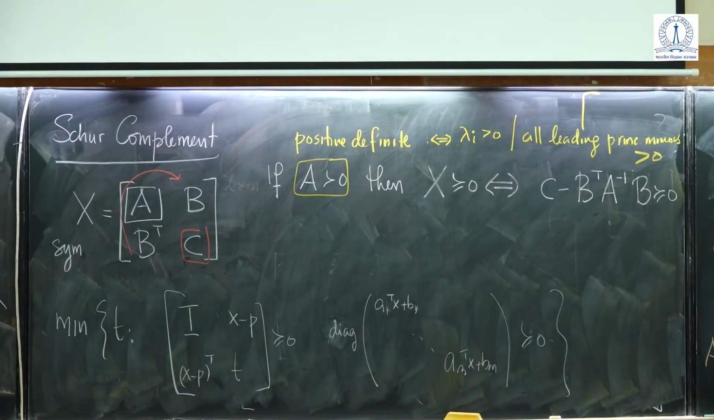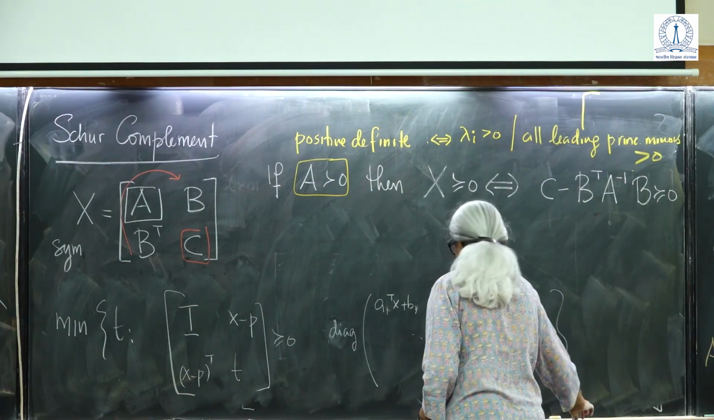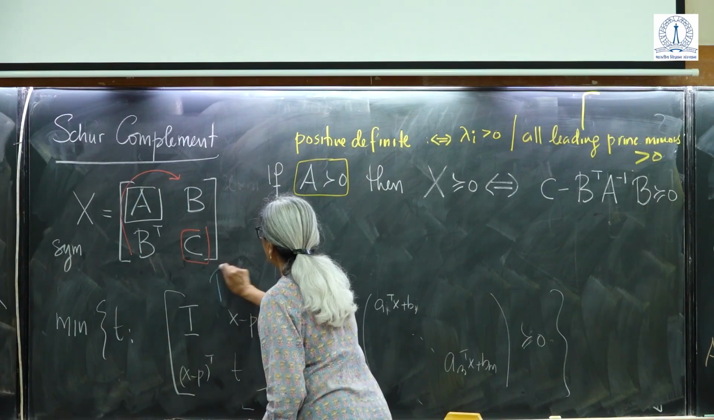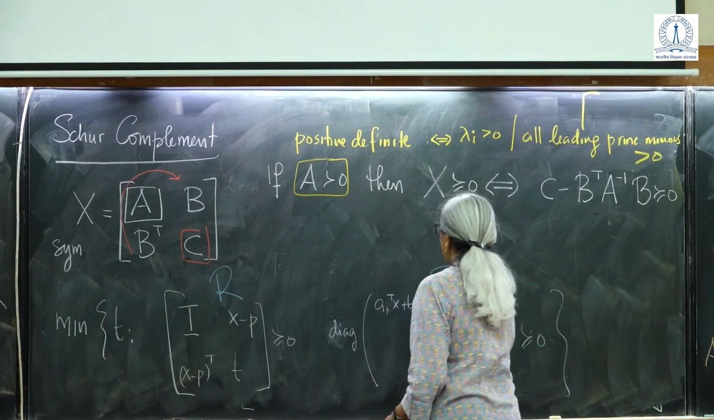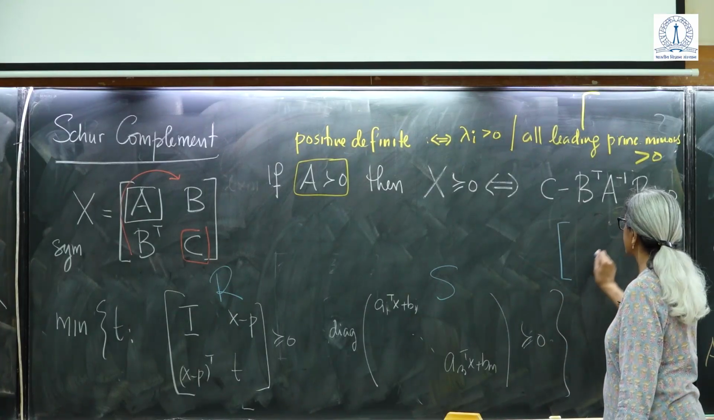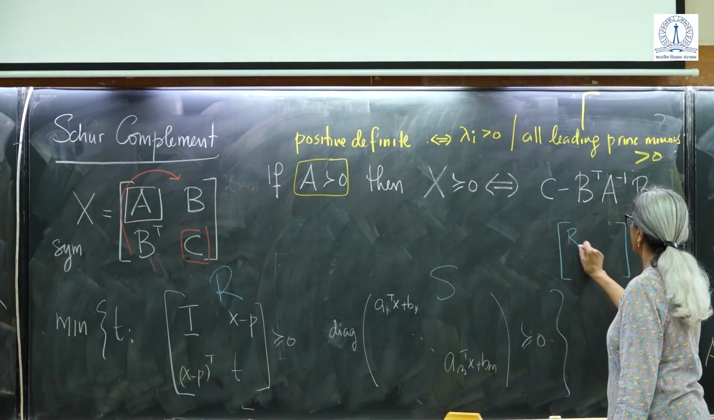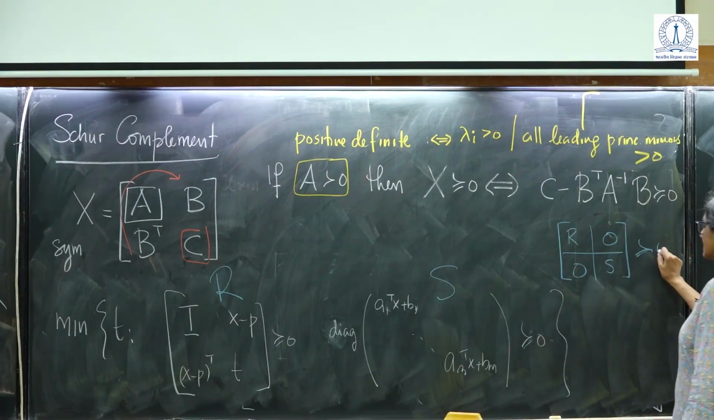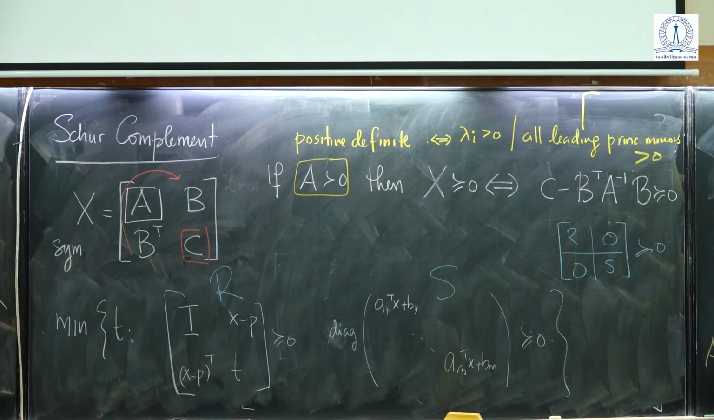How do we combine them into a single massive LMI? Just block them, exactly. If I call this matrix R and this matrix S, then requiring that R and S are PSD is the same thing as putting R here and S here in a block and requiring that this is PSD.